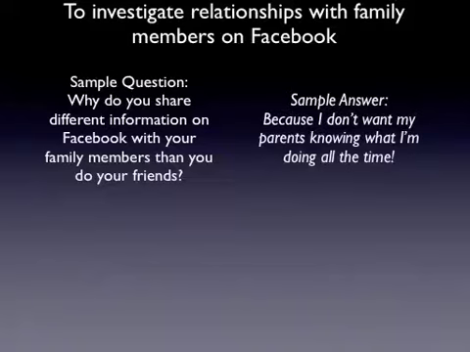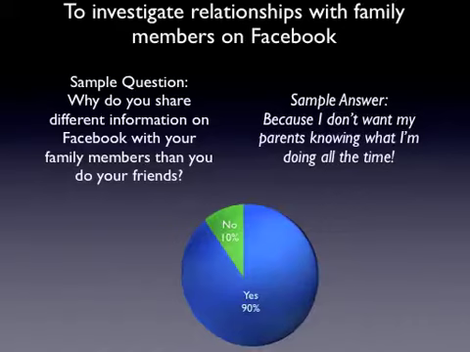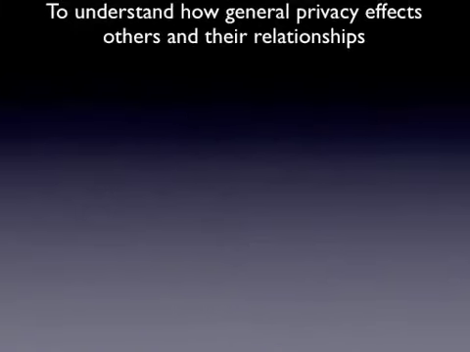And then this speaker will talk about why this is, how it affects interpersonal relationships, and so on and so forth. And then they'll say, and this is some hard data that we got in terms of people that share information with their family members and people that don't. Great. So now, speaker 2 will hand off to speaker 3, who's going to talk about our second objective, to understand how general privacy affects others and their relationships on Facebook.